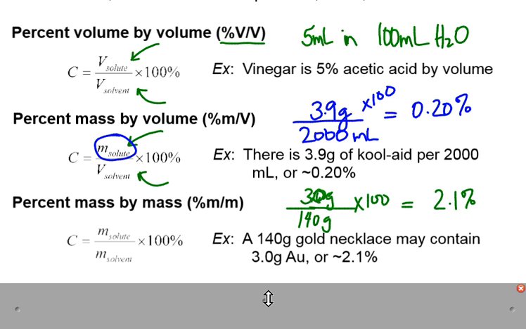So it's the same calculation over and over again, where you take the solute over the total solution and you multiply it by 100 and you get a percent. The mass to mass, or the mass by volume, or volume by volume, just depends on what you're dealing with. If we're dealing with water, we can measure water in milliliters. If we're dealing with, say, gold, we have to measure gold in grams. So depending on what you're dealing with, you're going to pick a different one of these. But I just wanted you to be familiar with all of them.